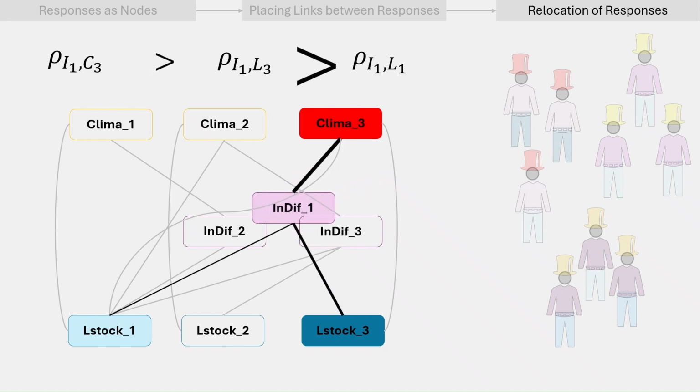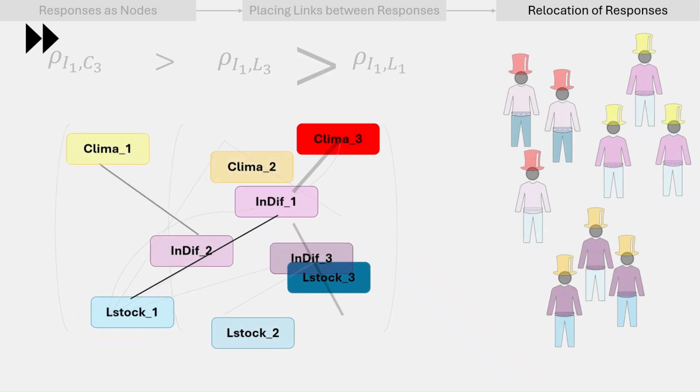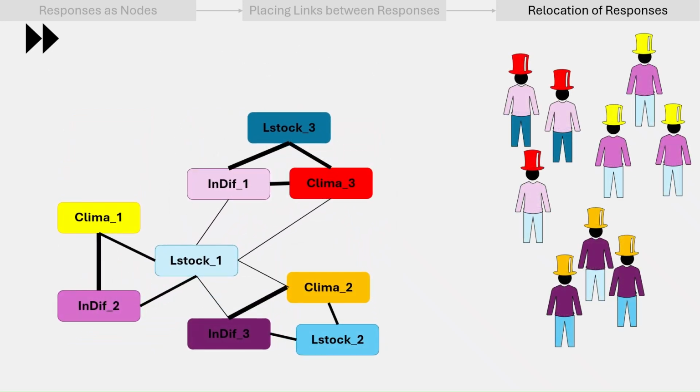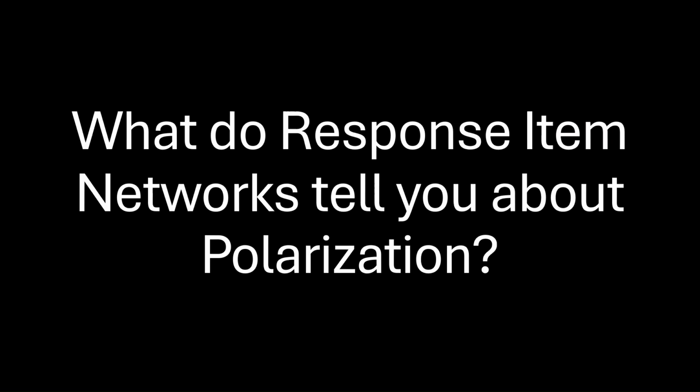When applying this force algorithm to all the nodes, the network gets restructured and highly correlating responses will be located closely to one another within the network. Now you understand how response networks are created. The next step is to get an idea of what these networks can tell you about polarization.